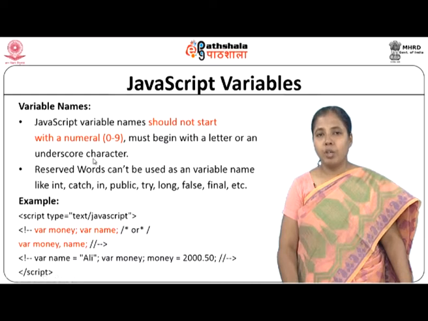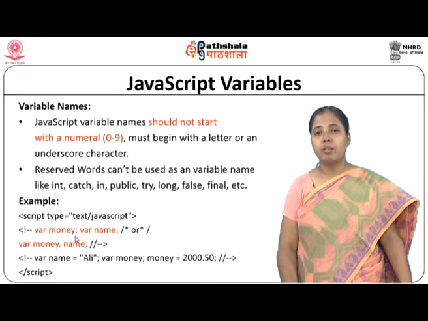And when you give variable names, the variable name should not start with numerals from 0 to 9, but it can begin with a letter or with an underscore character. There are many reserved words in JavaScript. We have now seen that semicolons are optional. Semicolons are very essential when you want to club multiple statements in a single line and you want to make a separation.